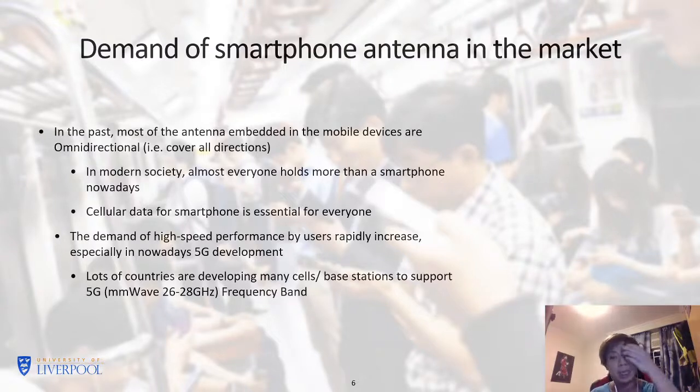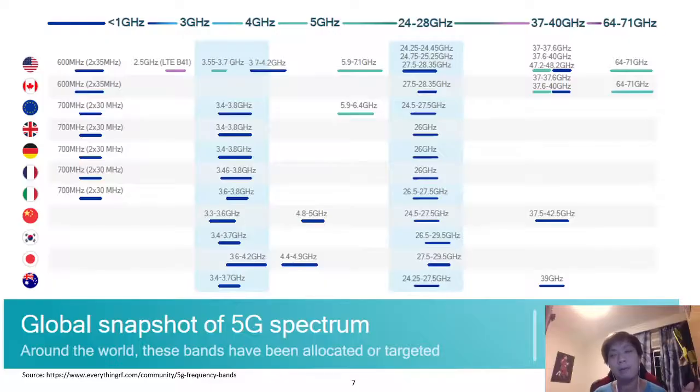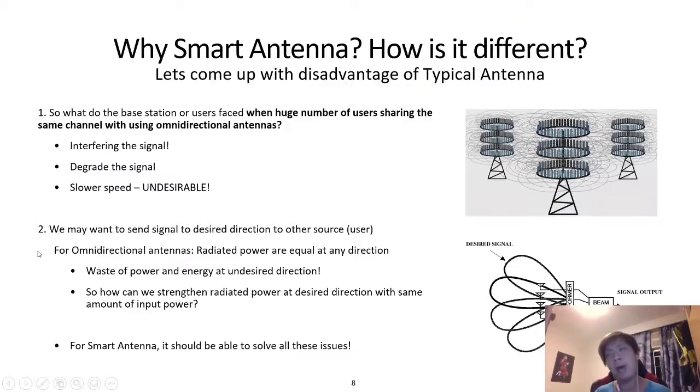And you can see there are lots of countries developing the 5G frequency band with mmWave. For example, the US, Canada, European countries, and the UK, or even China started developing, and other Asian countries such as South Korea and Japan. So why do we need a smart antenna, and how is it different?